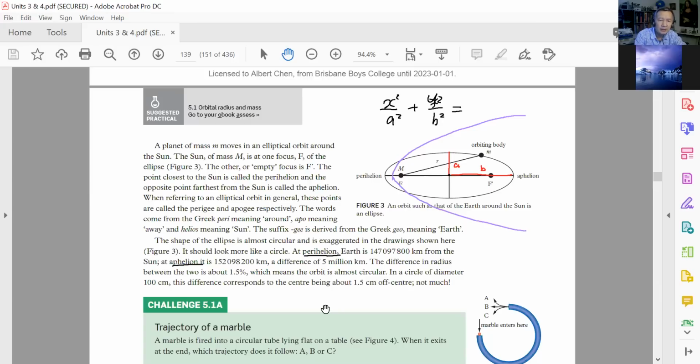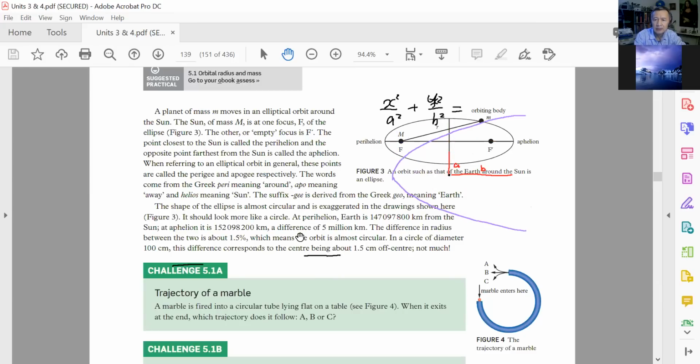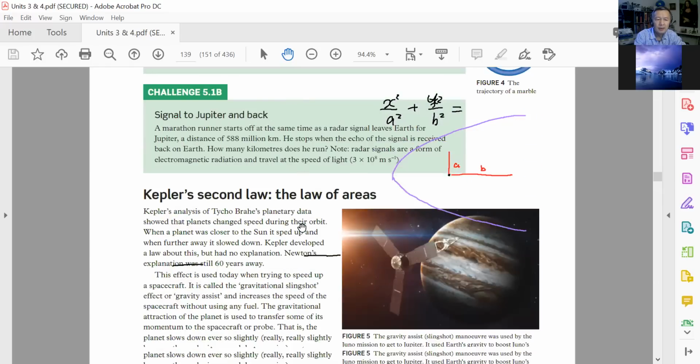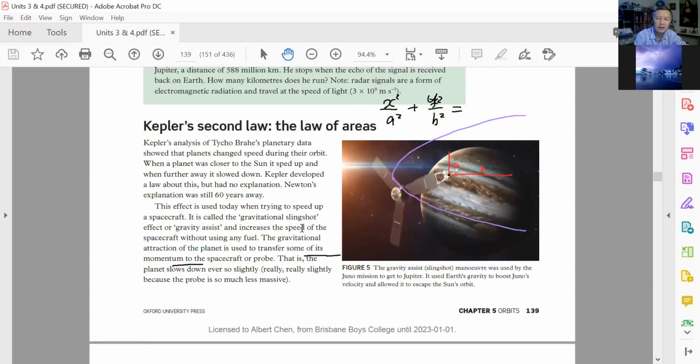Not yet. Can we scroll down there to see what we can learn? Kepler's second law. Oh yeah, first law already. His first law just said the orbit is an ellipse. It's not a circle. It's very close to a circle, but not a circle. That's the first law. So now we go to the second law.